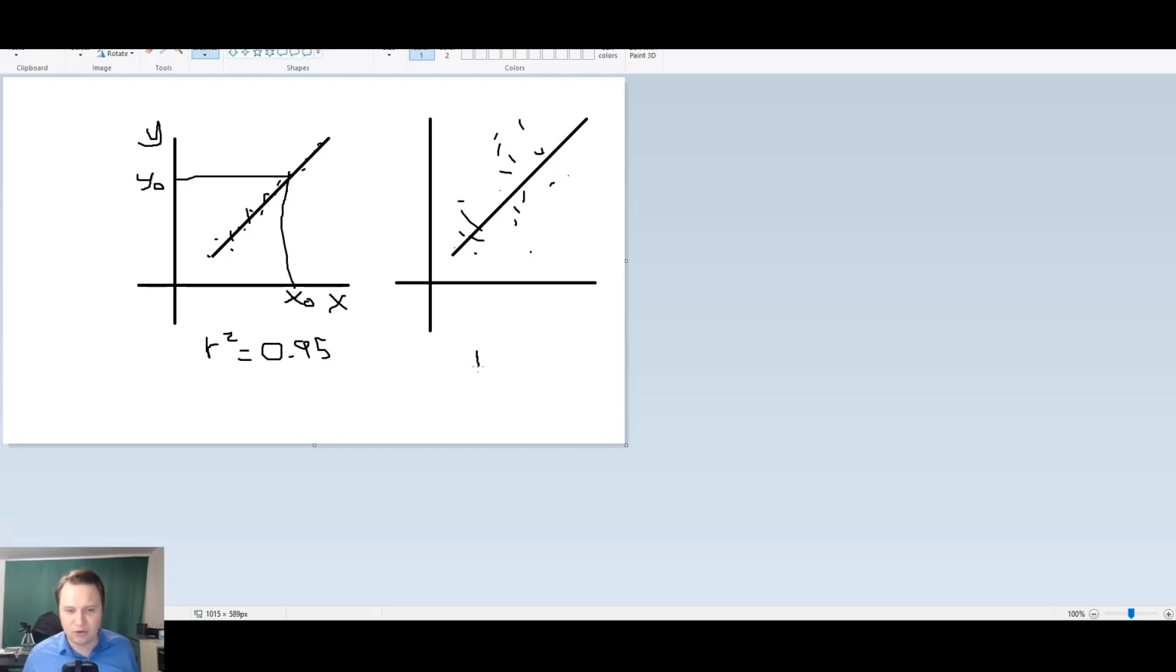However, the R squared over here is probably a lot lower. So the R squared over here is probably something like 0.13, which means that only 13% of the variance over here can actually be explained by this line. And so it's not a very good line.